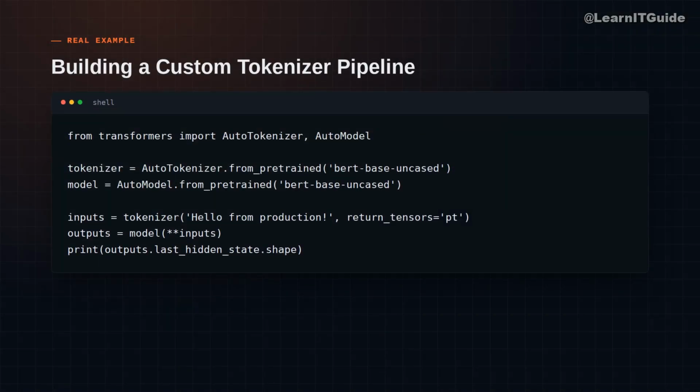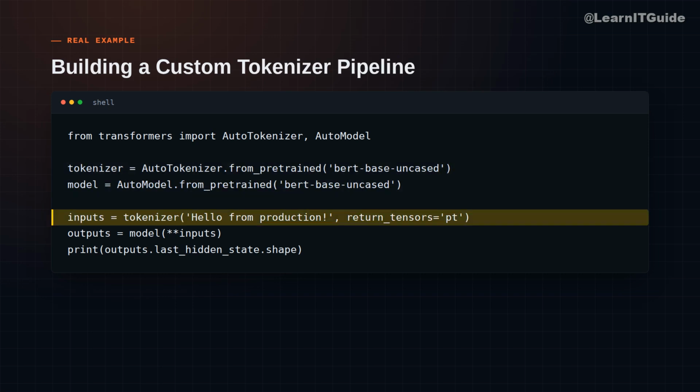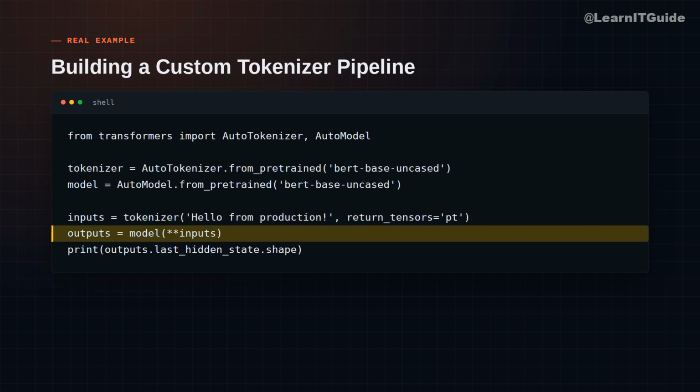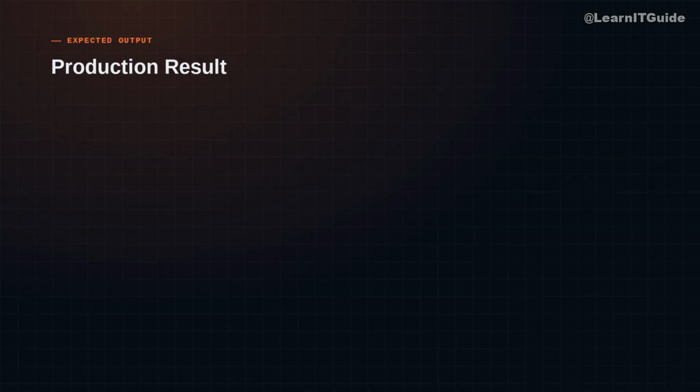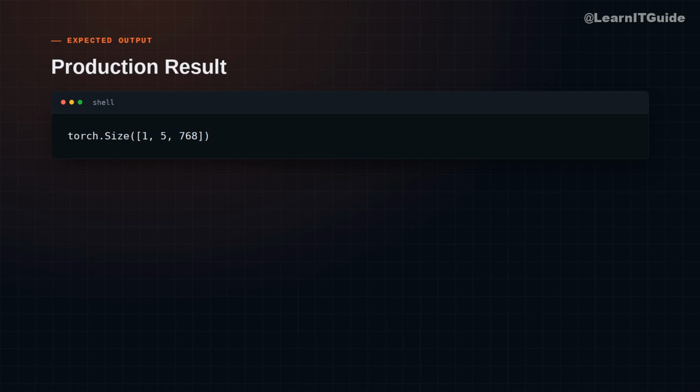In a production environment, you rarely use the high-level pipeline. Instead, you use the tokenizer and the model classes separately. This gives you fine-grained control over the input tensors. Here, we load the BERT-based model, tokenize our input, and pass it through the model. We are printing the shape of the hidden state, which is how you monitor performance and memory usage in a real application. This output confirms our tensor has one batch, 5 tokens, and 768 dimensions. This is exactly what you need to track when debugging model latency.